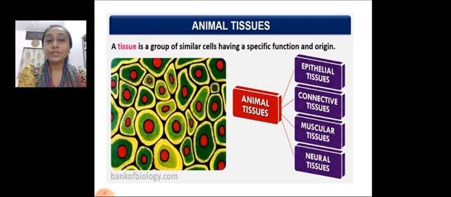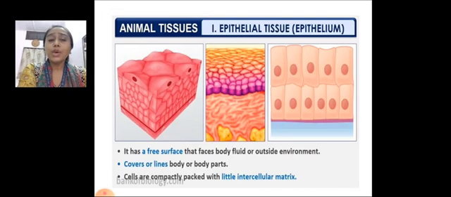In the last class, we defined what is tissue. Tissue is a group of similar cells having specific function and origin. Then we divided the animal tissues into epithelial tissue, connective tissue, muscular tissue, and neural tissue. We then studied the general characteristics of epithelial tissue.